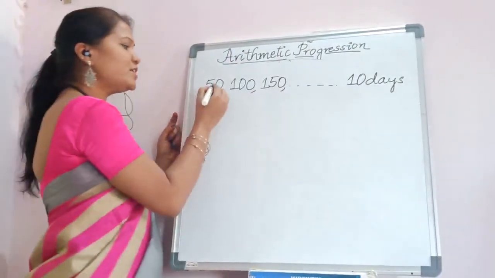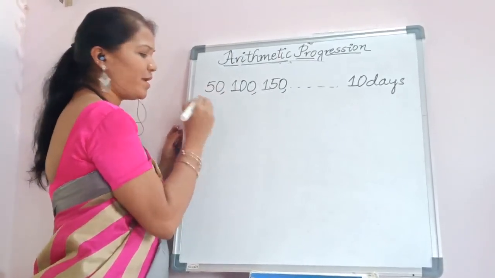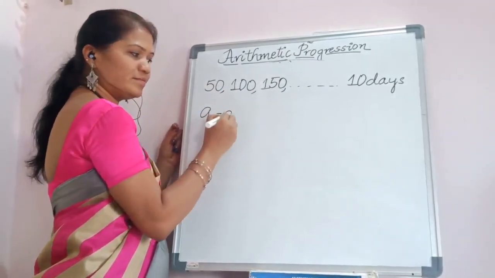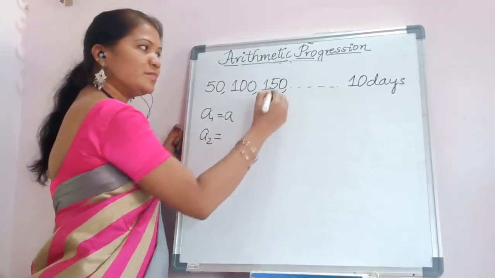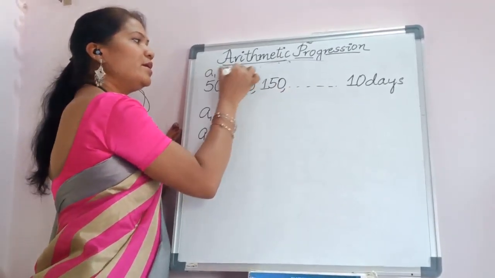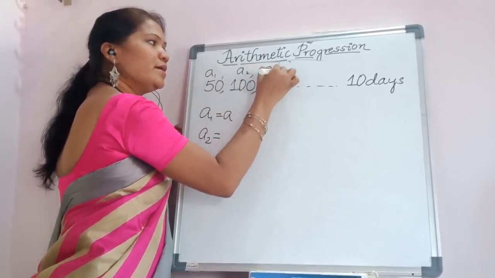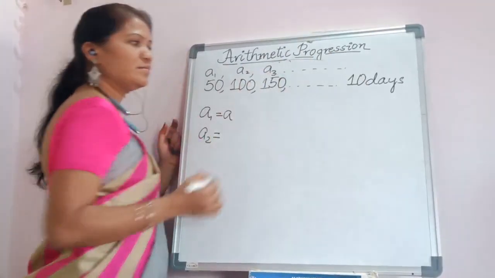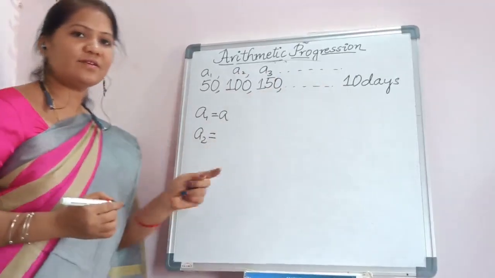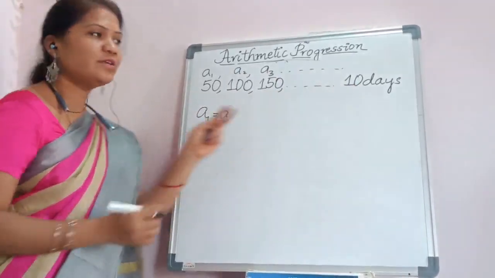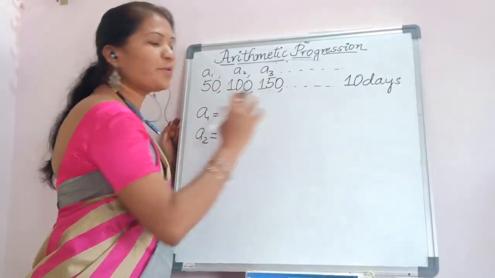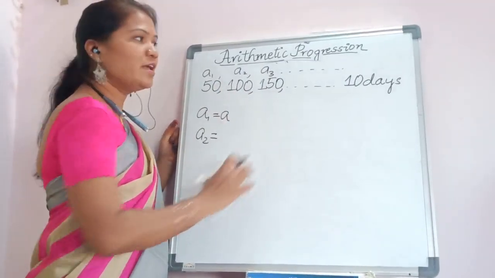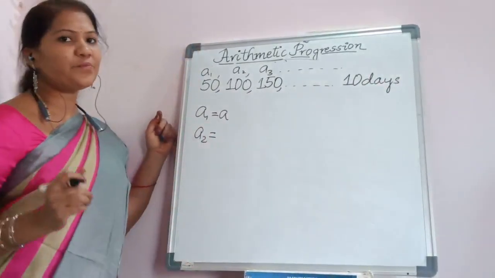Right? So this first term I am taking as A1 or A. This second term I am taking as A2. This third term A3, and so A4, and so on. It is up to 10 days I said, no? So it is some countable number. So this we call it a finite progression. Isn't it? If it is uncountable, it is an infinite progression.